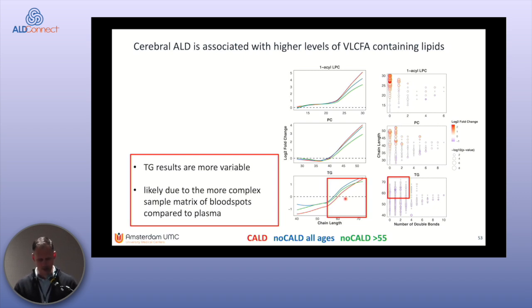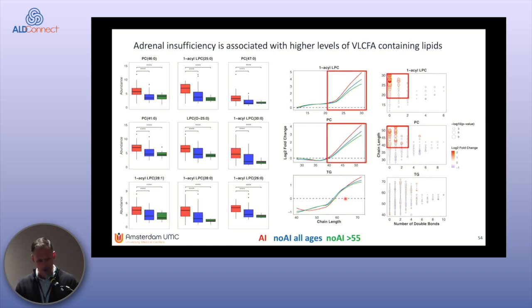Similarly, in adrenal insufficiency, we were able to detect a number of significantly elevated lipids that were the result of very long-chain fatty acid accumulation. And also here, triglycerides showed a more variable image.